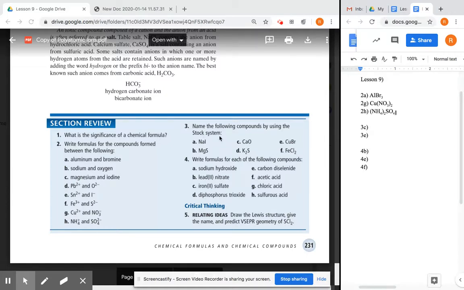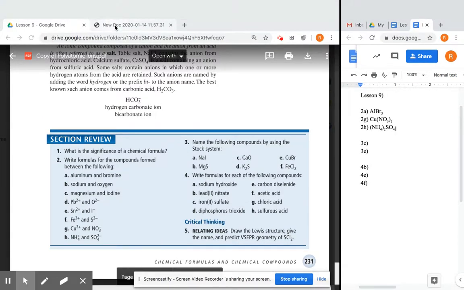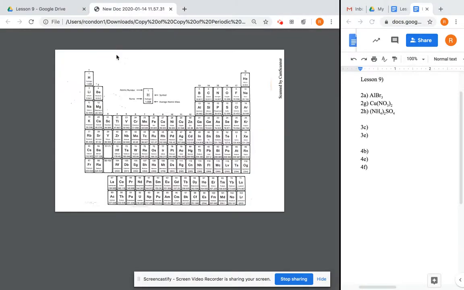Naming the following compounds using the stock system. So here's how we're going to name it. We've been doing this in the lessons last week, so let's just dive in. Here, calcium oxide. Let's go to our periodic table and figure out what charges these things are going to make as ions. So calcium is going to form a +2 charge because it's in this family right here. And then oxygen is going to form a -2 charge.